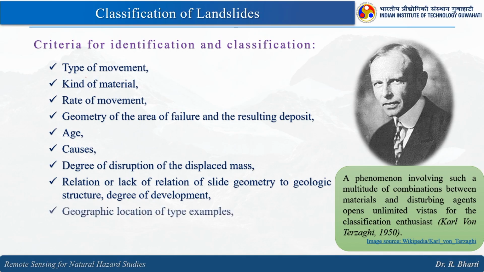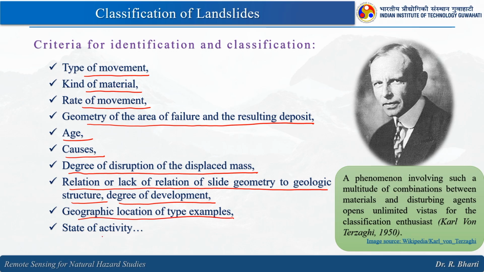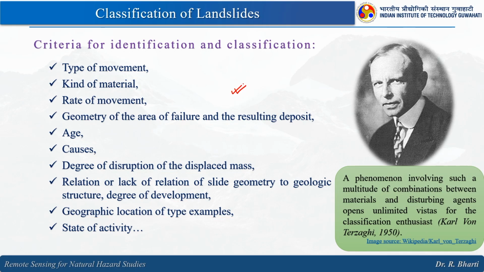So here you can see the type of movement, kind of material, rate of movement, then geometry of the area of failure and the resulting deposit, age, causes, then degree of disruption of the displaced mass, relation or lack of relation of slide geometry to geologic structure, degree of development, then geographic location of type examples, state of activity. All these are playing a critical role. So these are the different bases on which we can classify a landslide, right?